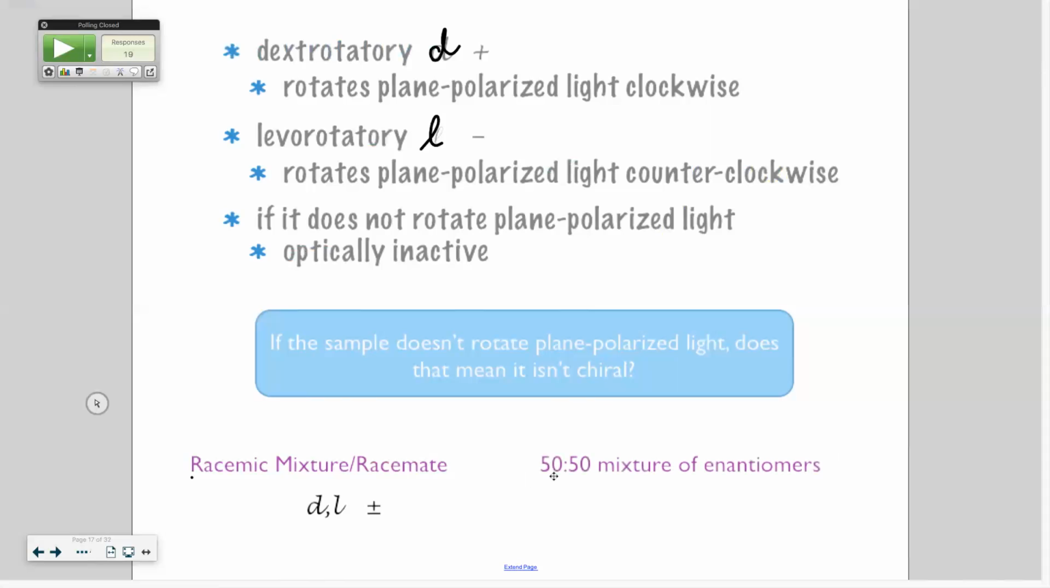So a racemic mixture or racemate is a 50-50 mixture of enantiomers. Because we are chiral beings and we have all these chiral centers in us, your enzymes and proteins and the way that you work involves usually only one enantiomer. And your body will only use one enantiomer, okay?